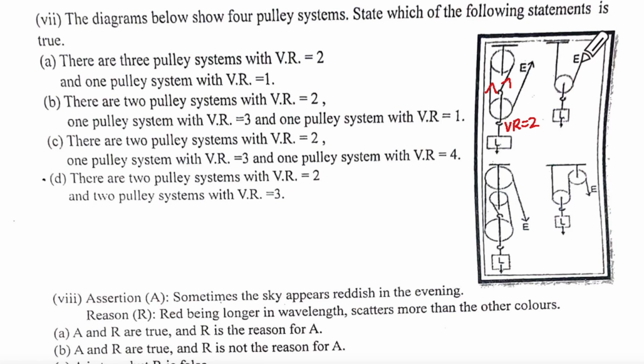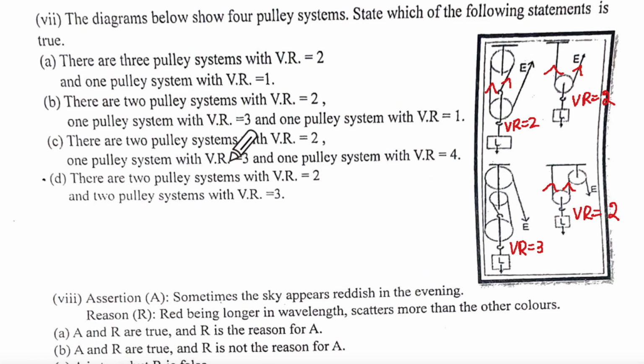Here, how much will be the VR? MA equal to 2. See here. So load will be equal to 2T, effort is 1T. So this is VR equal to 2. This is VR equal to 3. And this also is VR equal to 2. Because load is 2T, effort is 1T, so VR is equal to 2. So there are 3 with VR 2.